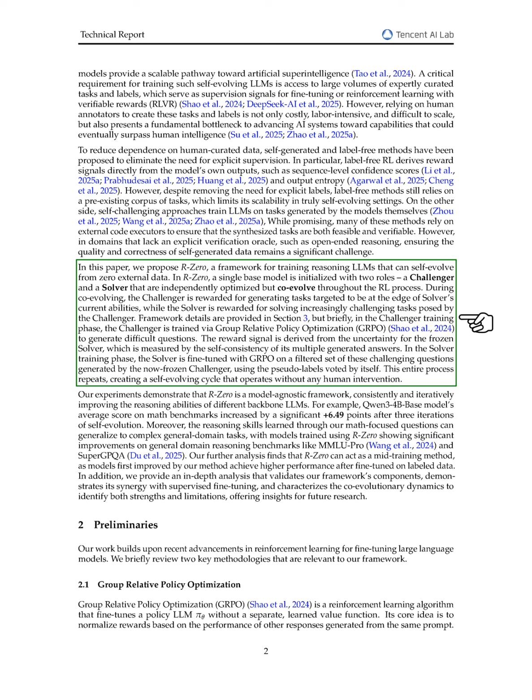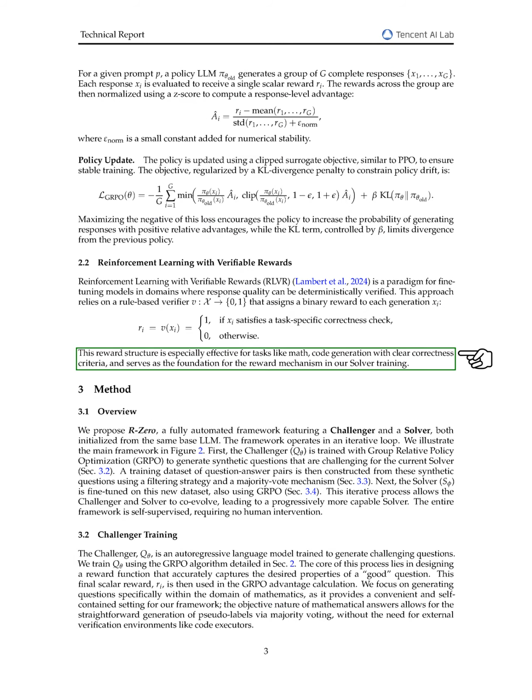Section: Reinforcement Learning with Verifiable Rewards. In this section, we discuss reinforcement learning with verifiable rewards, RLVR, a method for refining models in areas where we can clearly verify the quality of responses. This method uses a rule-based verifier that gives a binary reward to each generated output based on whether it meets specific correctness criteria. This reward system is particularly useful for tasks like math and code generation, where correctness can be easily checked, and it forms the basis of our reward mechanism in training our solver.